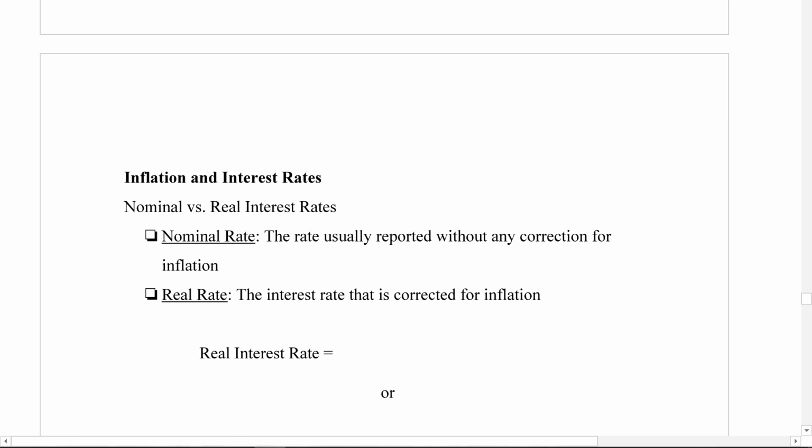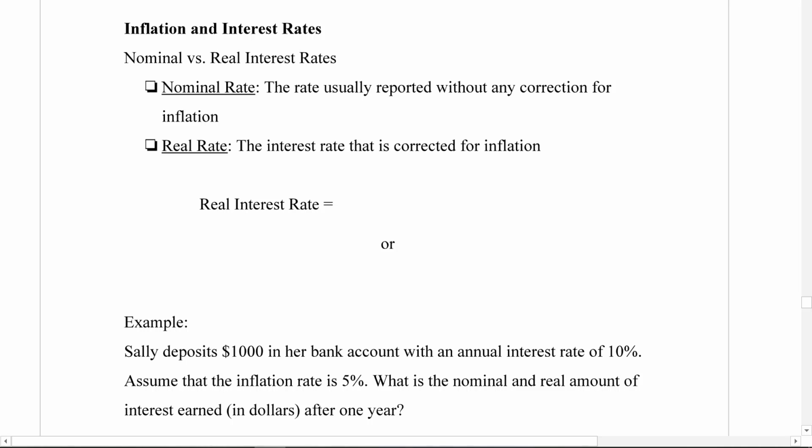Okay, and then the last bit here are inflation and interest rates. So just as we have nominal and real GDP, we also have nominal and real interest rates. Typically, when you're seeing rates posted online or at a bank, and so forth, they post the nominal interest rate. Or if you're getting, say, a pay increase this year and they say, congratulations, your pay is going up 2% this year, that's most likely a nominal interest rate, not corrected for inflation. And so the real interest rate does correct for inflation. It's simply the nominal interest rate, I'm just going to put nominal rate, minus the inflation rate.